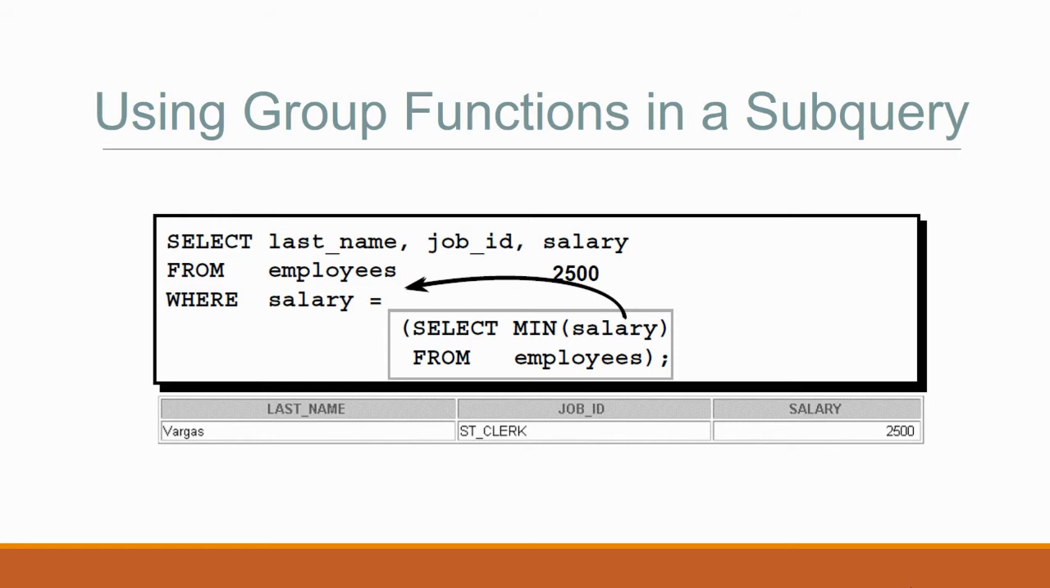You can display data from the main query by using a group function in a subquery to return a single row. The subquery is in parentheses and is placed after the comparison condition.